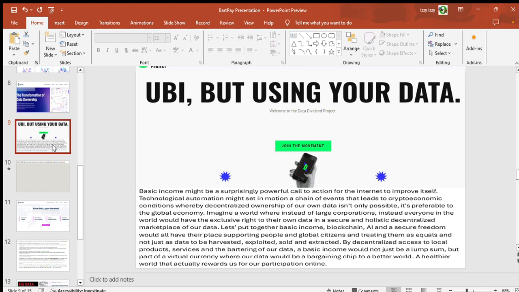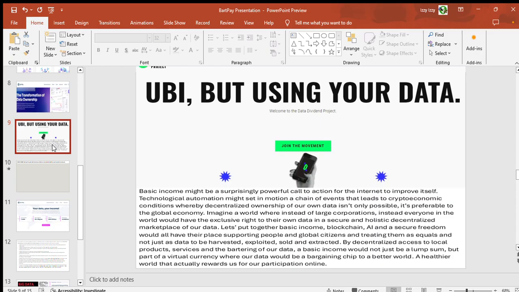Yes, Universal Basic Income, UBI, but using your data. Basic income might be a surprisingly powerful call to action for the Internet to improve itself. Technological automation might set in motion a chain of events that leads to crypto-economic conditions whereby decentralized ownership of our own data isn't only possible, it's preferable to the global economy.